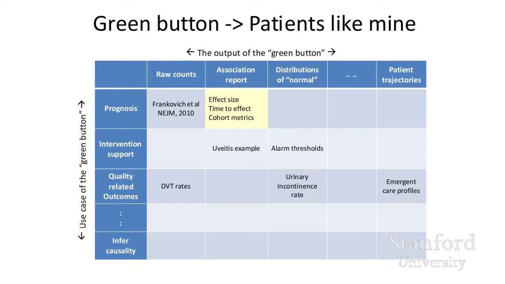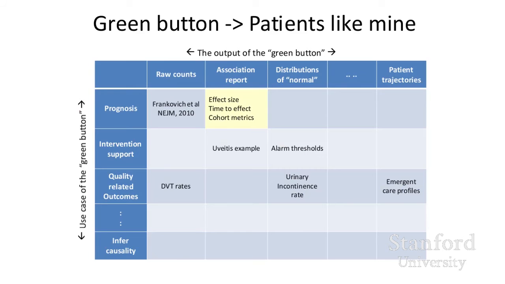And so the main take-home here is that this idea gets you patients like mine. And you can use that. You can use the patterns and trends you see in similar patients for a lot of different things. So this little table is showing you the different use cases of what you could do with a set of similar patients. The first row is you could use that for prognosis. And the output could be just simple raw counts.